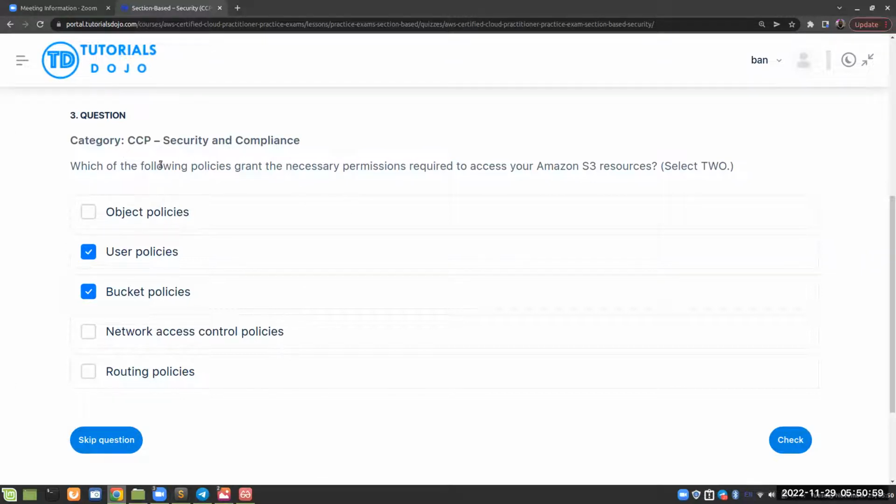So the key thing again is policies that grant the necessary permissions required to access Amazon S3. Okay, I see. Also some answers coming in, but so you have to think, when we discussed Amazon S3, what was used regarding policies, right? What are the different ways you can control the access of objects?